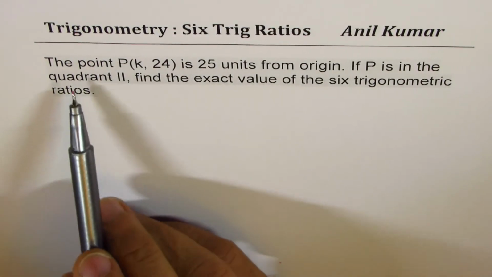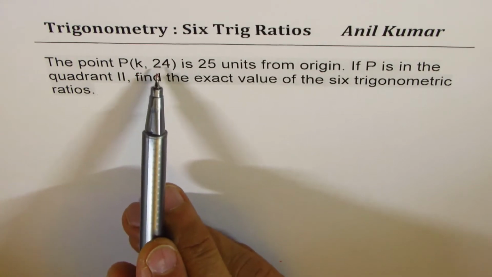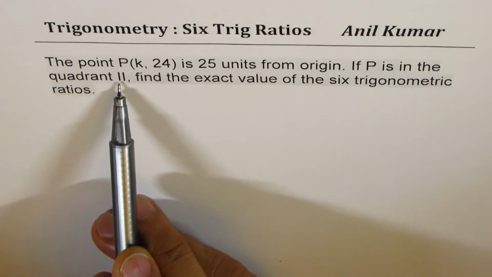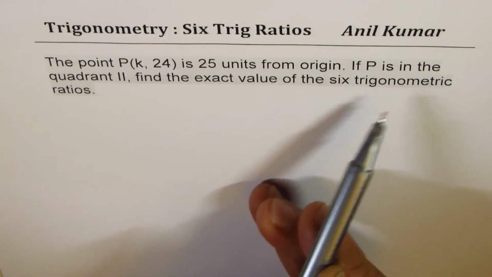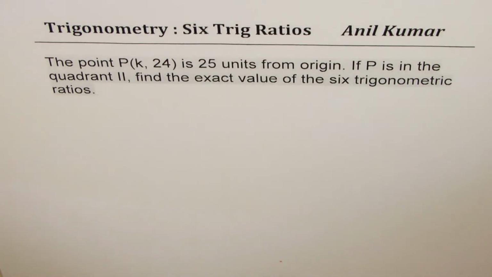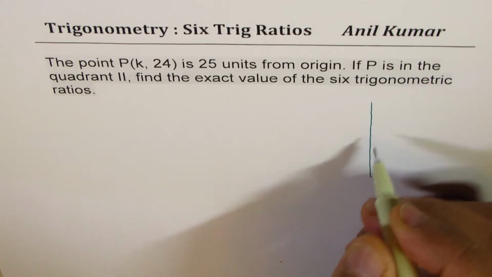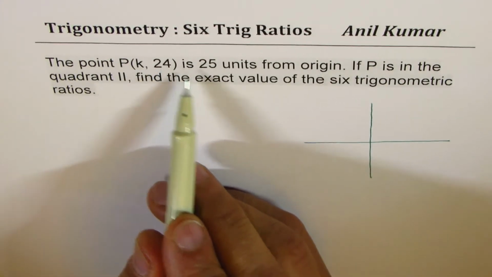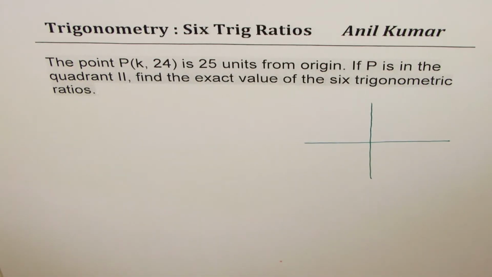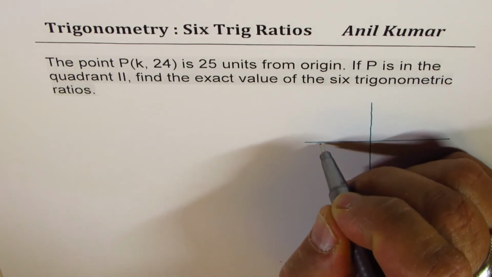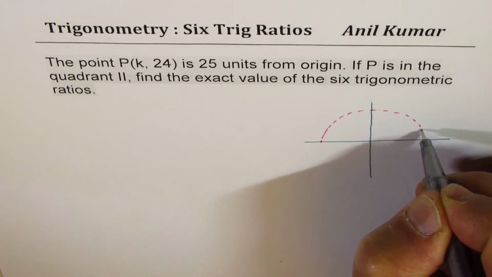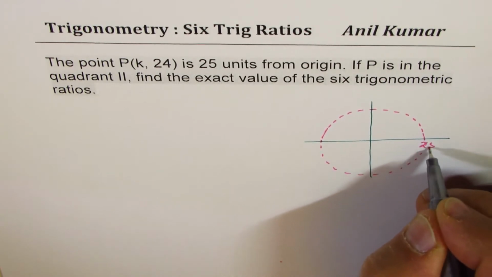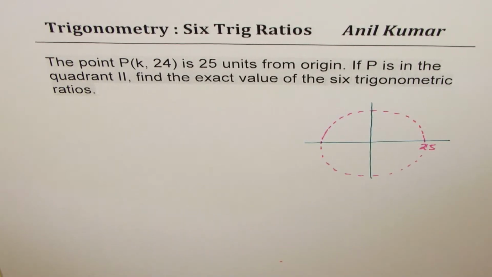The next question here is, the point P, which is (k, 24), is 25 units from the origin. If P is in quadrant 2, find the exact value of the 6 trigonometric ratios, right? So let's try to sketch and then we'll figure out all the 6 ratios. We are saying point P is (k, 24), but it's 25 units from the origin. So let's consider a circle having a radius of 25. Okay, so that means all these points are 25.